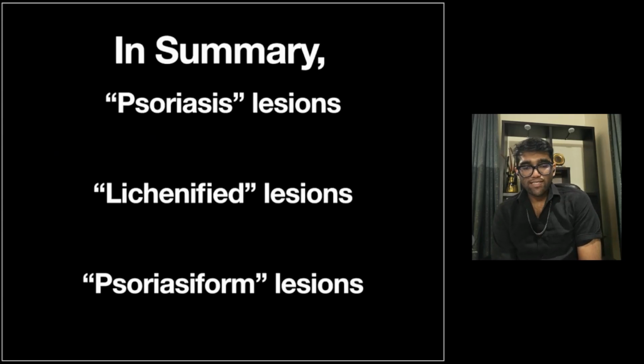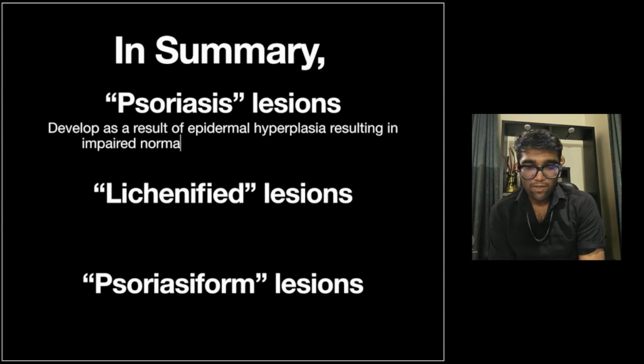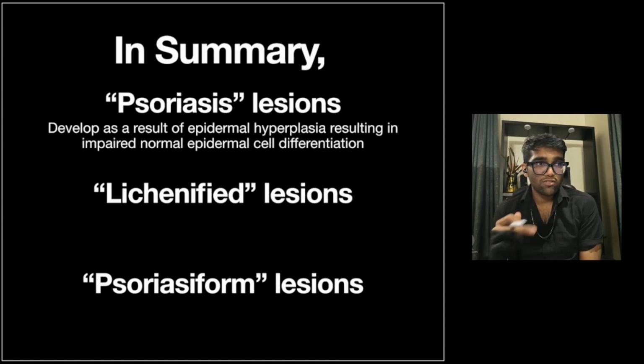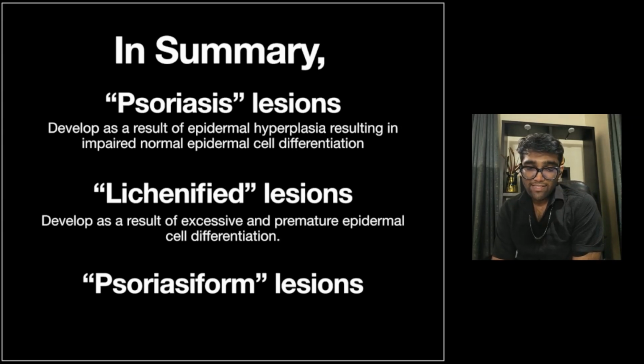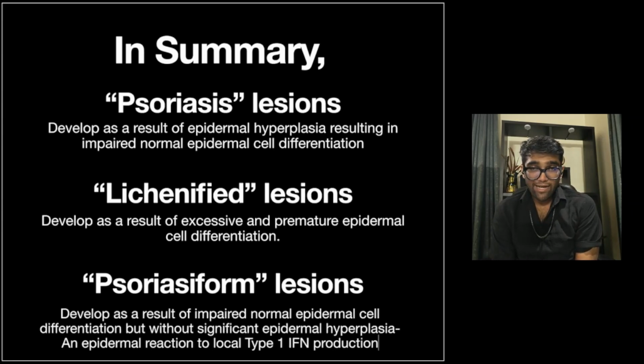Okay, so in summary, psoriasis lesions develop as a result of epidermal hyperplasia or increased cellular division, resulting in impaired normal epidermal cell differentiation because there is just not enough time. Lichenified lesions develop as a result of excessive and premature epidermal cell differentiation. So there is increased differentiation. This is the exact opposite of a psoriasiform lesion, where the rate of cell division is normal but differentiation is not occurring normally, and that is the result of local production of type 1 interferon.